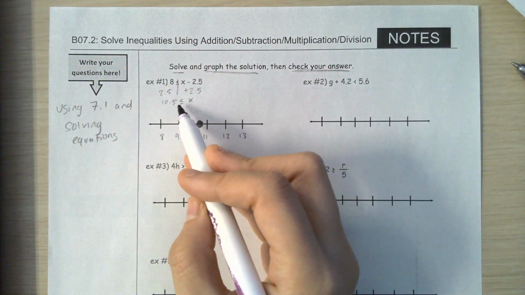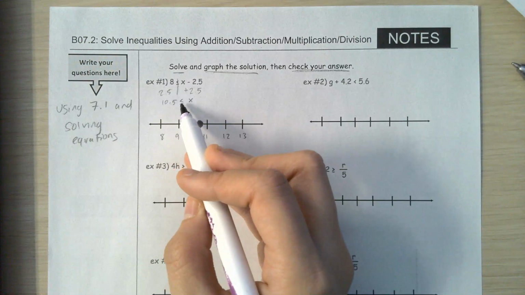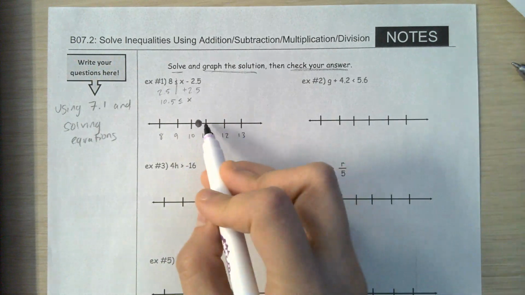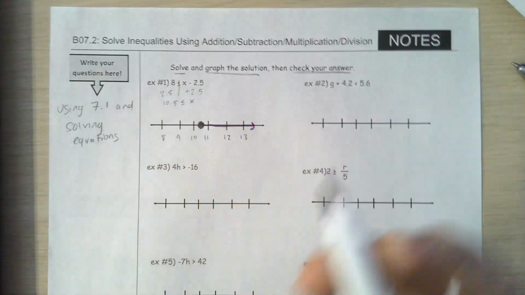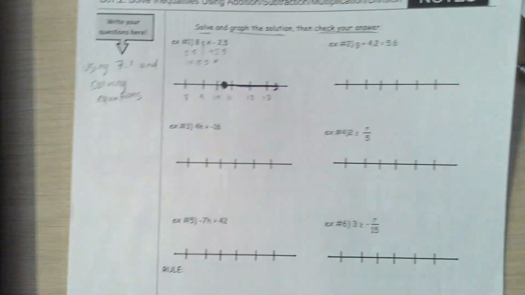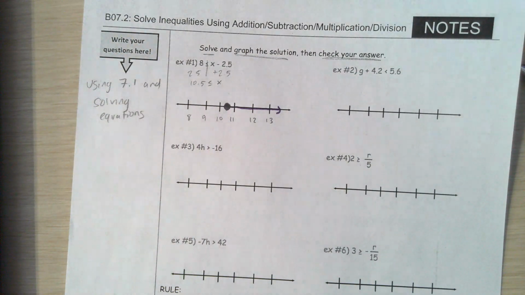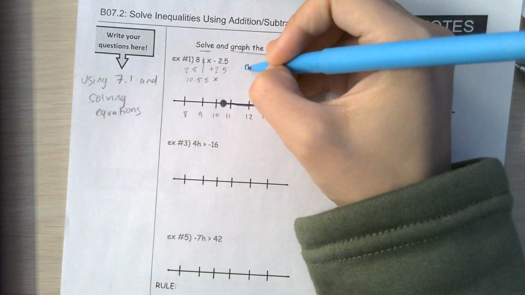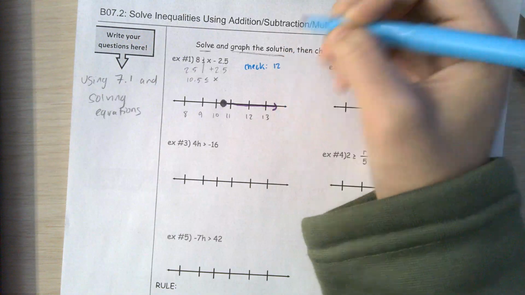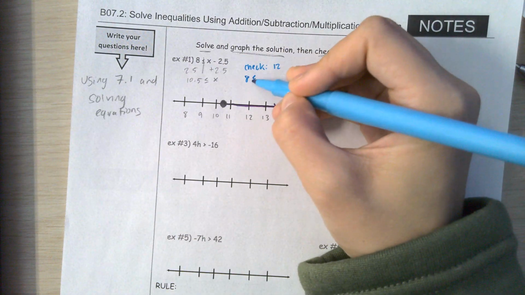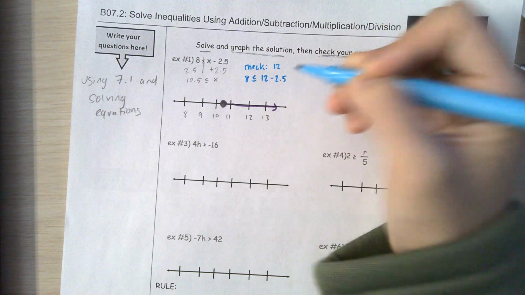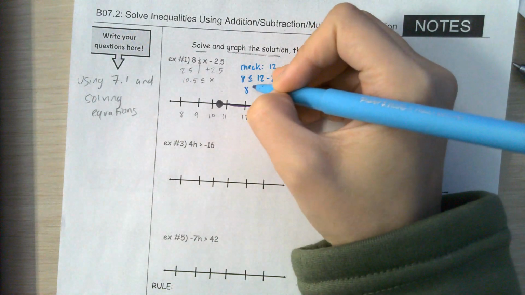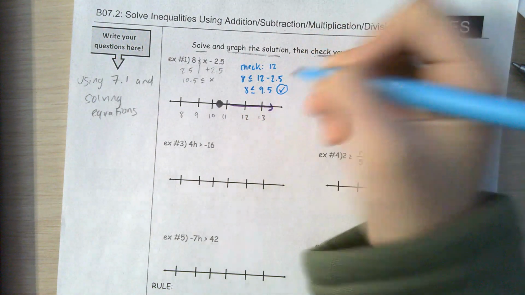And we say that 10.5 is less than or equal to x, which means that x is bigger because, right, the mouth is eating the bigger number. So it's going to go this way. All right, and then let's check. So we're going to pick a number. Let's look at 12, right? So we have 8 is less than or equal to 12 minus 2.5. So if we do 12 minus 2.5, that's 9.5. 8 is less than or equal to 9.5. That is true. So we did it right.